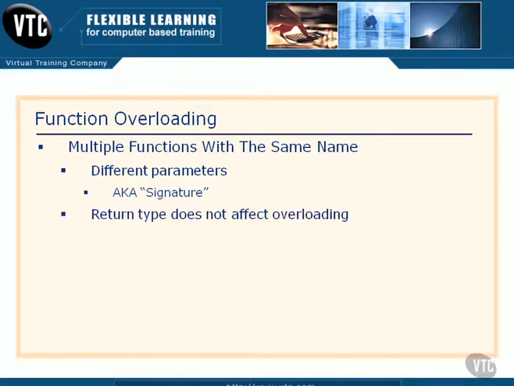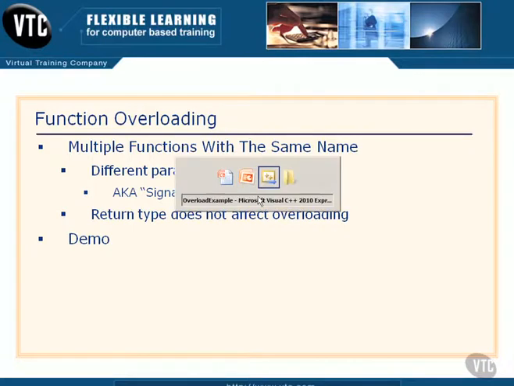Now, any function with a unique signature is in fact a unique function, even though the function name might be the same. Now, the return type does not affect overloading, and I'll explain that in just a couple of minutes. But now, to really understand this, let's jump out to some code demo and see exactly what's going on, okay?